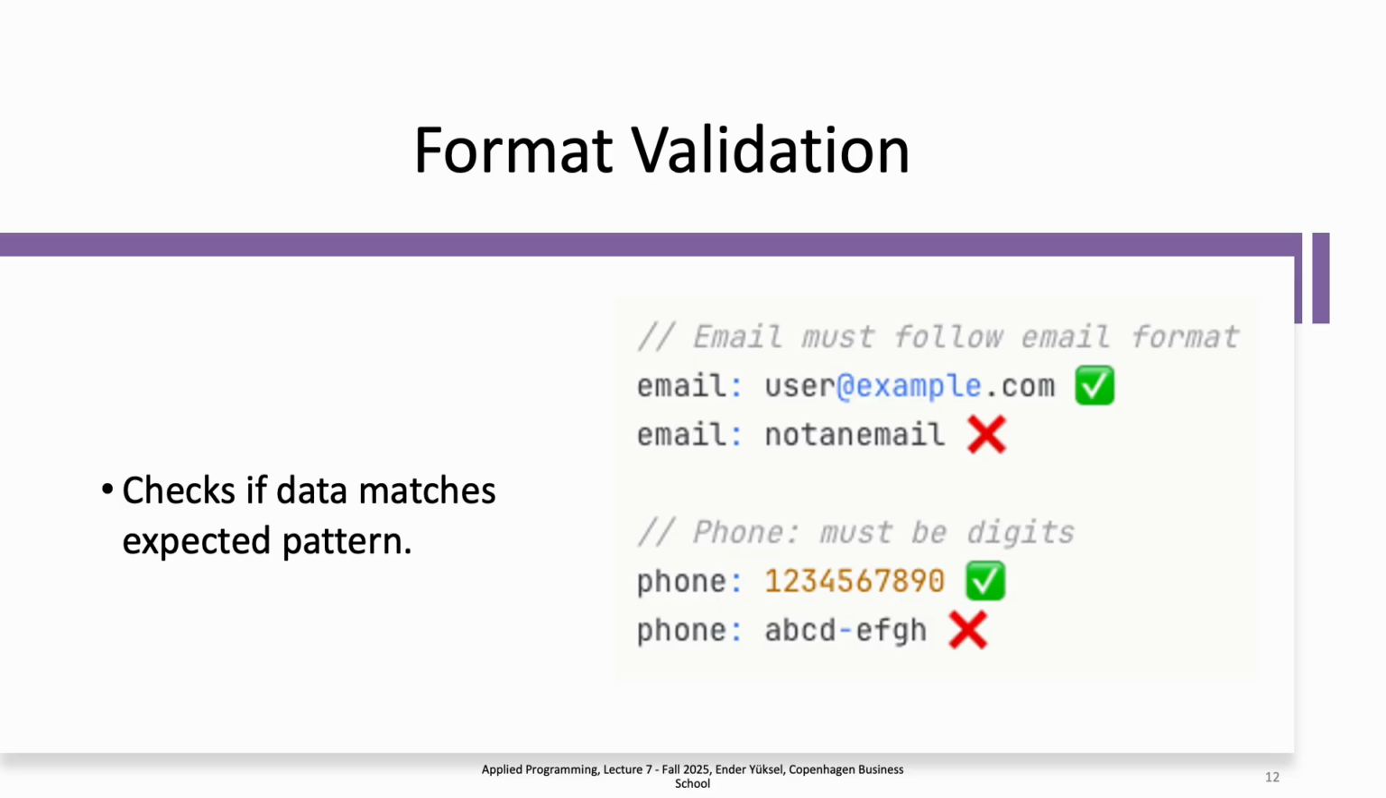So the second email example is not valid, so it doesn't look like a correct domain name, or the username is not existent. Similarly, in the phone example, we know that the phone number is composed of numbers, of course. So if you get alphabetic characters, then it's not a valid phone number.